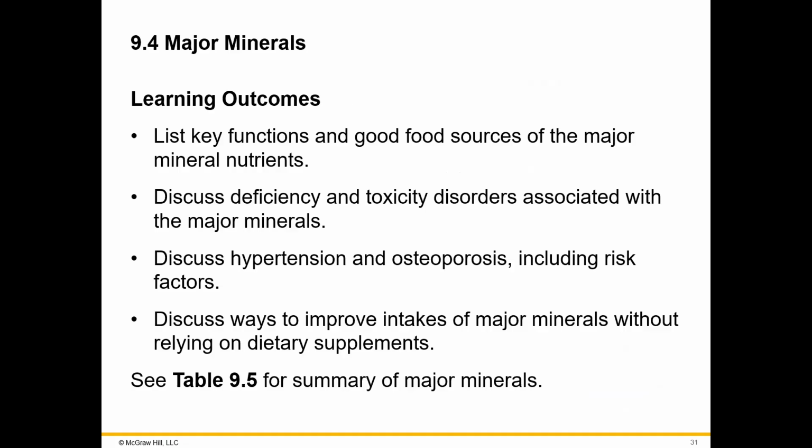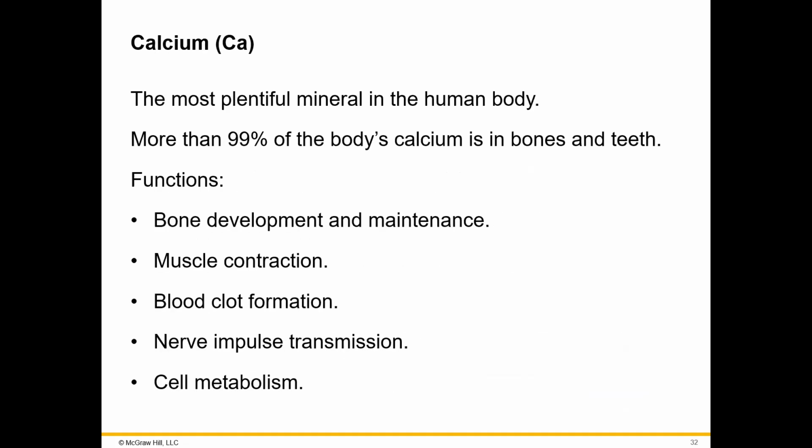The first major mineral we're going to look at is calcium because it is the most plentiful. Before we dive into calcium, there's an excellent chart on page 336, which is table 9.5, that covers pretty much all of the major minerals: calcium, sodium, potassium, magnesium, phosphorus, chloride, and sulfur, I believe, the big ones. So that is a definite good reference for you. Let's look at calcium, though, the most abundant.